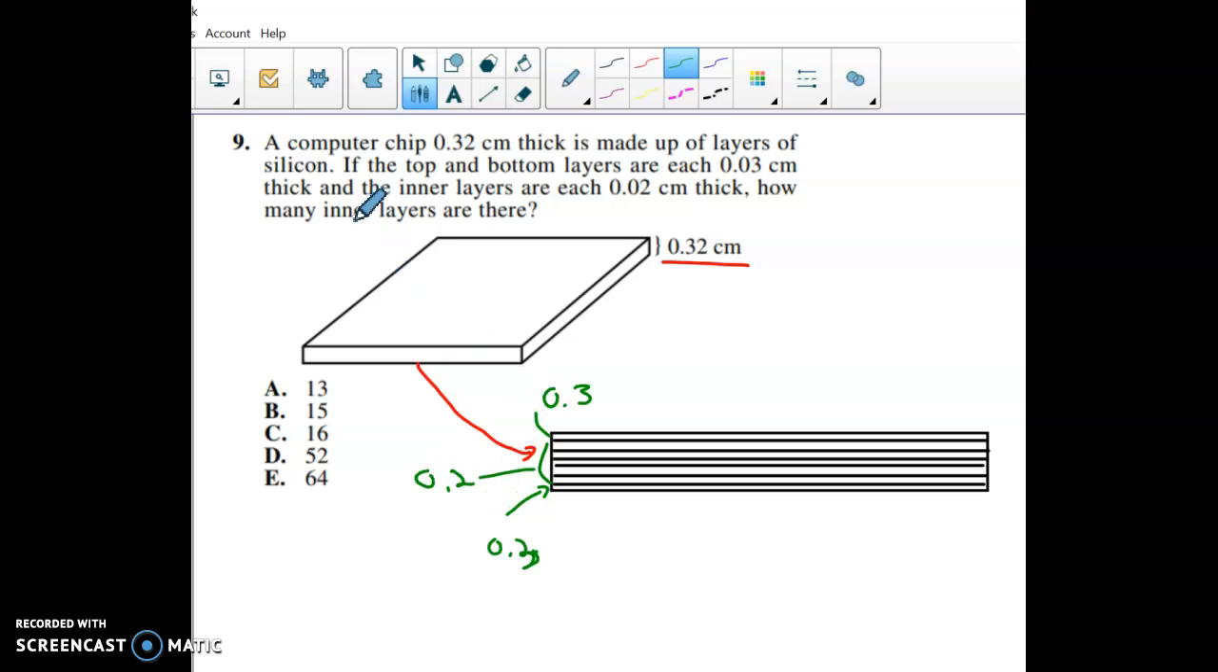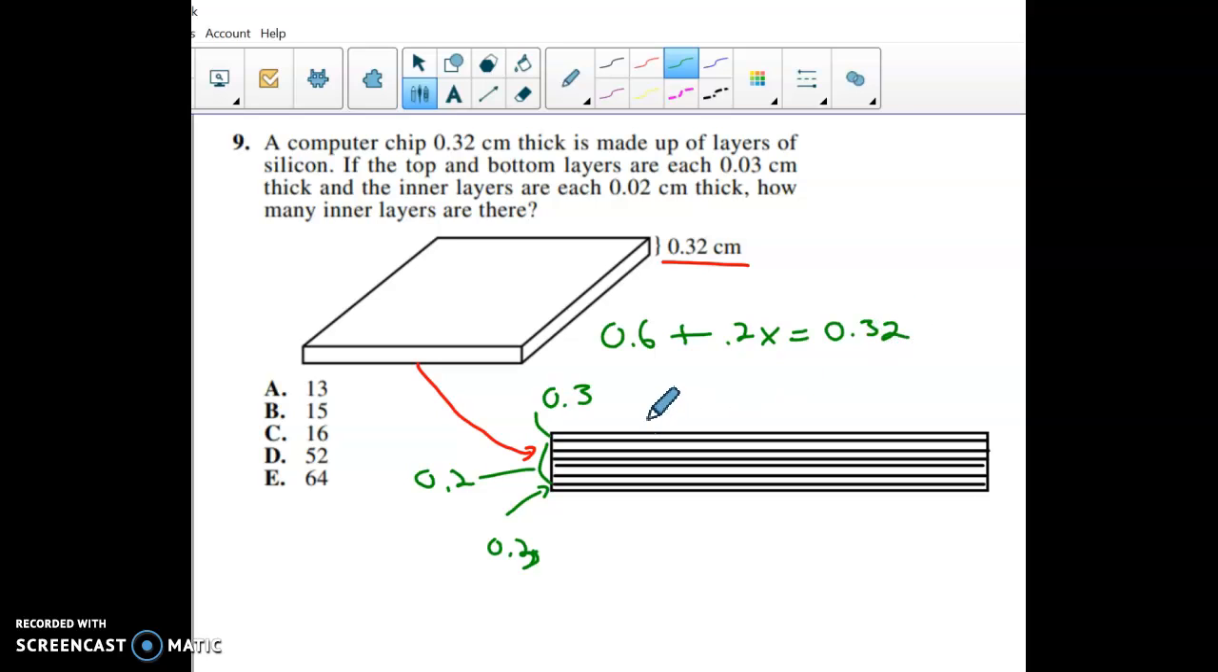So it says, how many inner layers are there? The idea is if we add up the top and bottom, that's 0.6, plus 0.2 for each inner layer. So the number of inner layers I'm just going to write as x, since we don't know what that is. So the two top and bottom plus the inner layers has to equal 0.32.